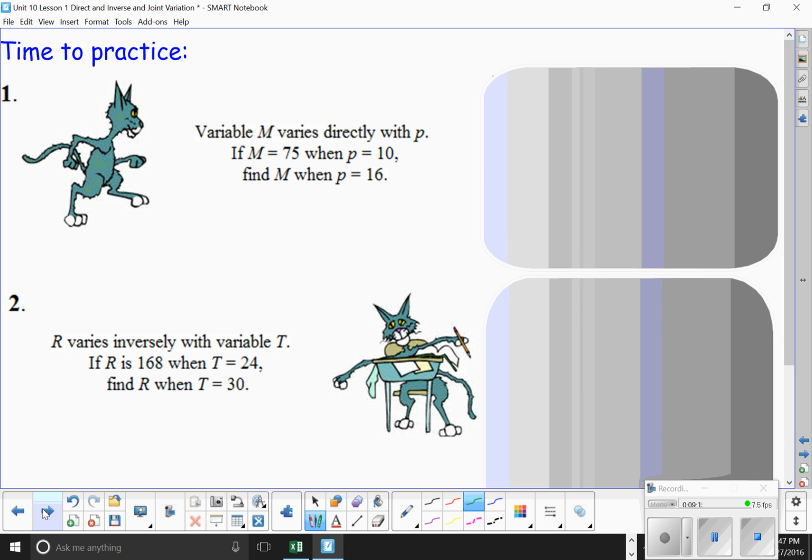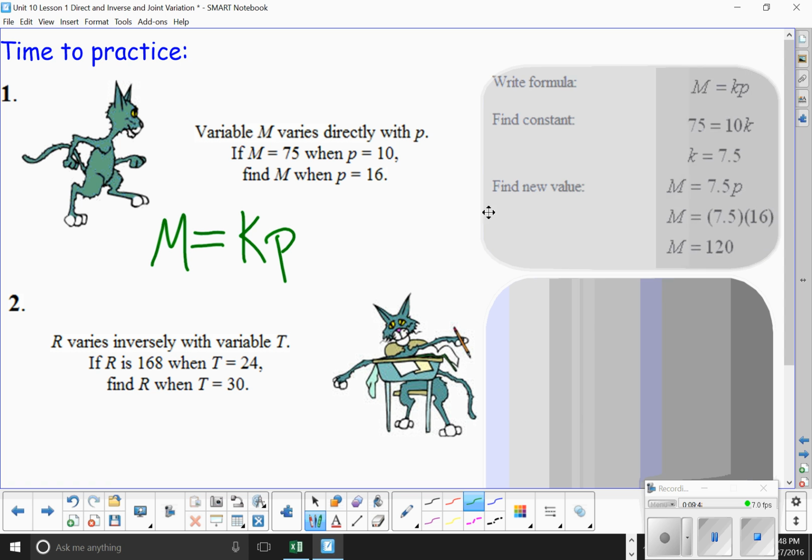So, some time to practice. I'll go through these first two, and then on the ensuing pages, I'll pause for a second so you can stop the video, you try them, and then check your answers. Here, variable m varies directly with p. Well, m varies directly with p. You're going to write that m equals k p. Directly means I'm going to multiply it. So I set it up, I plug numbers in, and I solve. I write the formula, find the constant, set up the equation, and I solve.